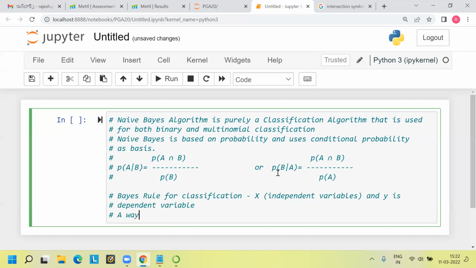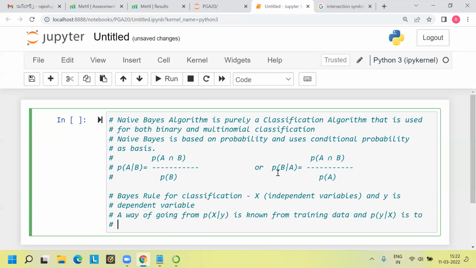A way of going from probability of X given Y, which is known from training data, to probability of Y given X, which is to be predicted.